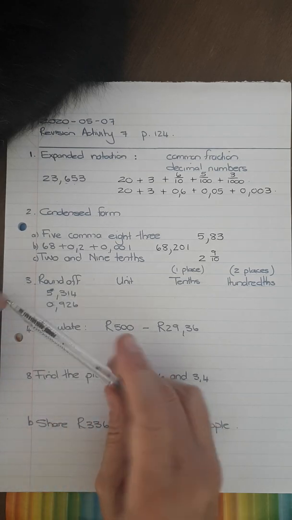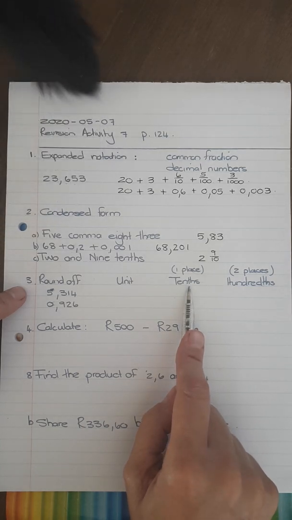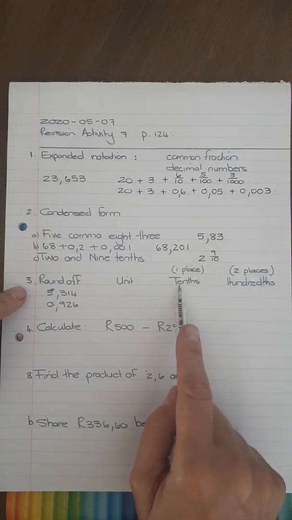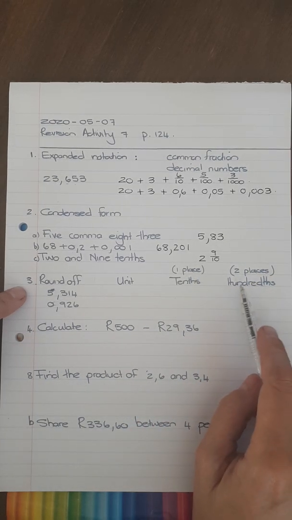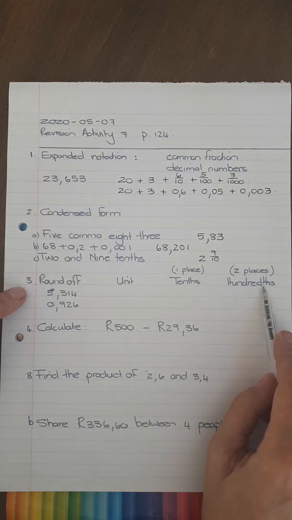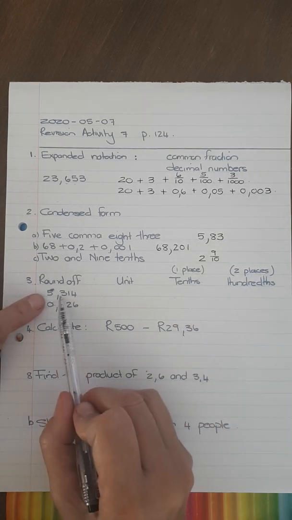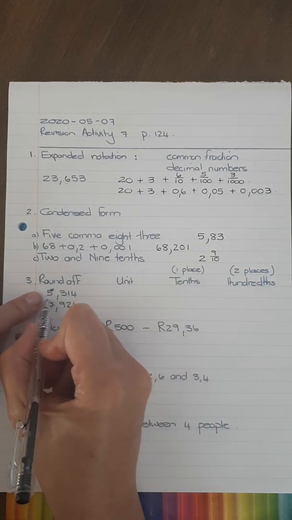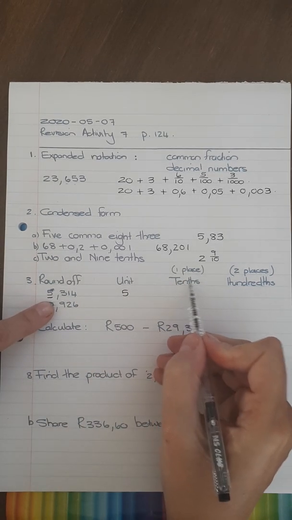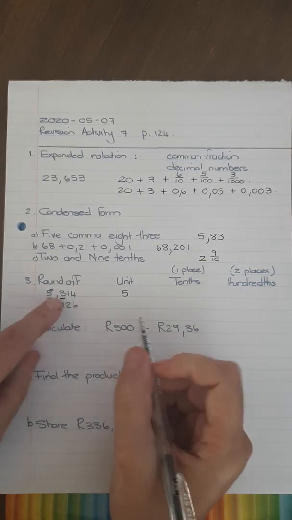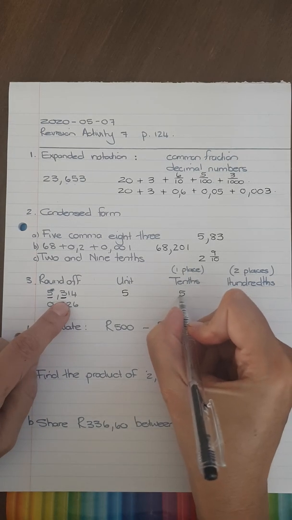Okay, now number 3. Round off to the nearest unit, to the nearest tenths, and to the nearest hundredths. If you are rounding off to the nearest tenth, you will round off to one place. If you are rounding off to the nearest hundredths, you will be rounding off to 2 places. So 5,314, if I round that off to the nearest unit, my answer will be 5. To the nearest 1 place, I look at that number, that's a 1, so my answer will be 5,3.